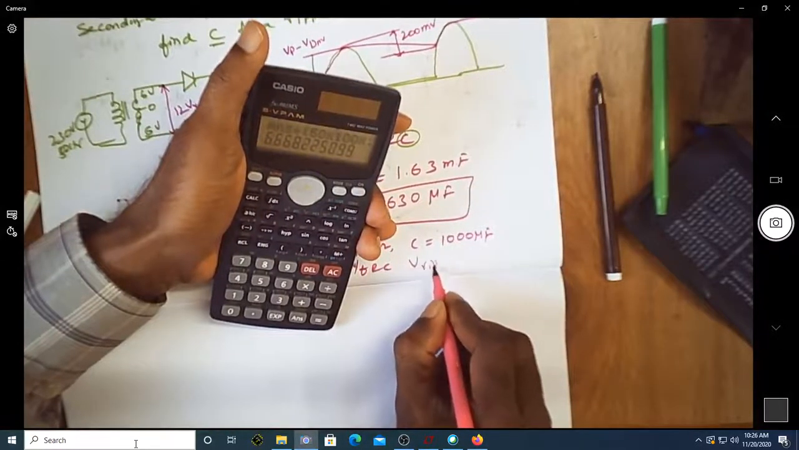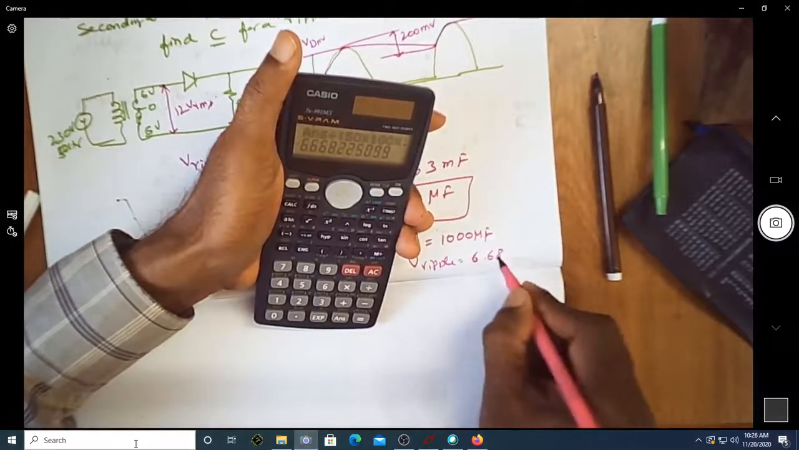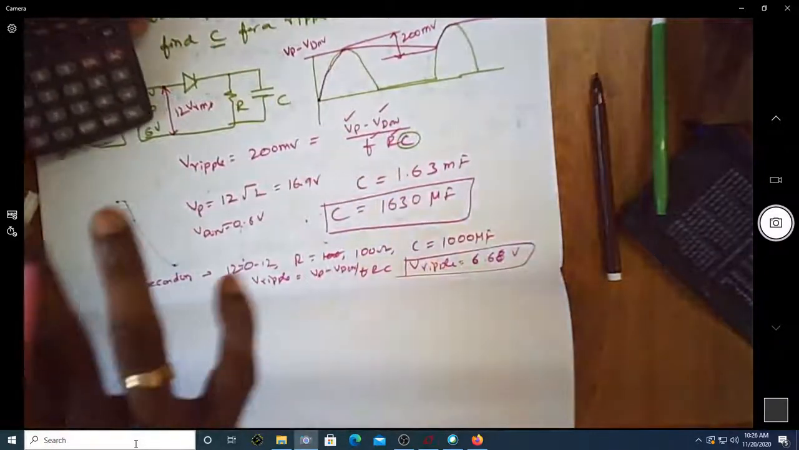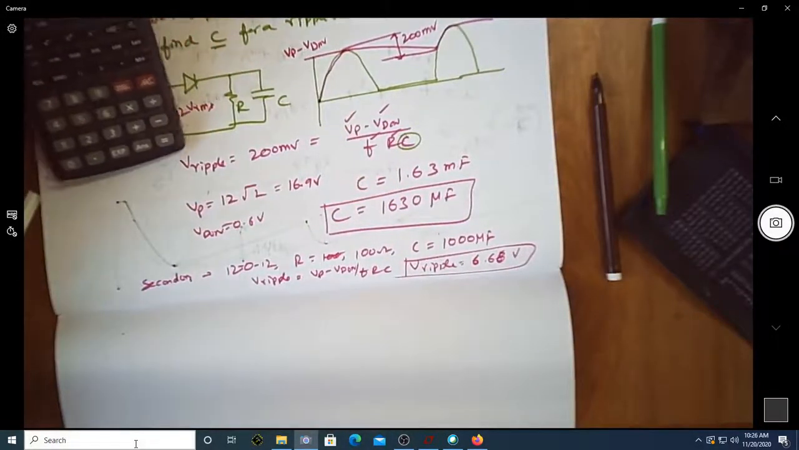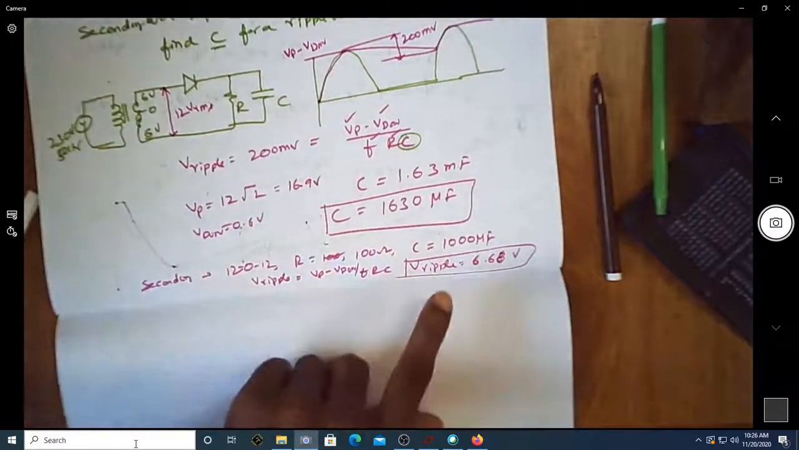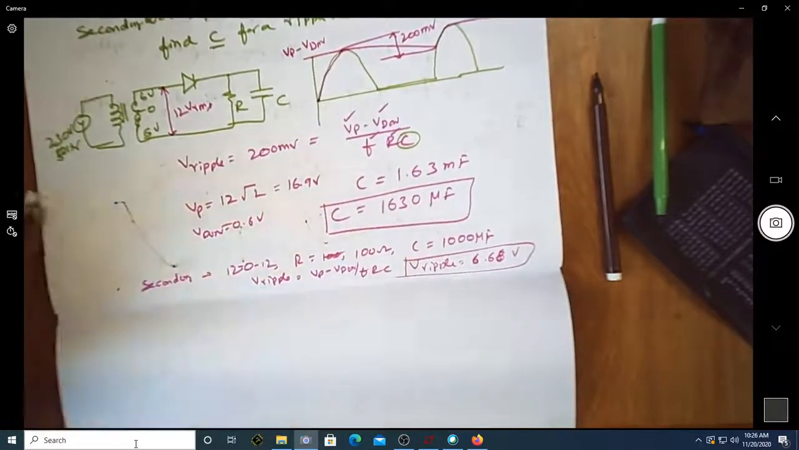V ripple is 6.66 volt, which is pretty large. You're going to have a large ripple. This is how you can effectively find out the value of V ripple voltage. Here, given the V ripple, how to find the value of C.